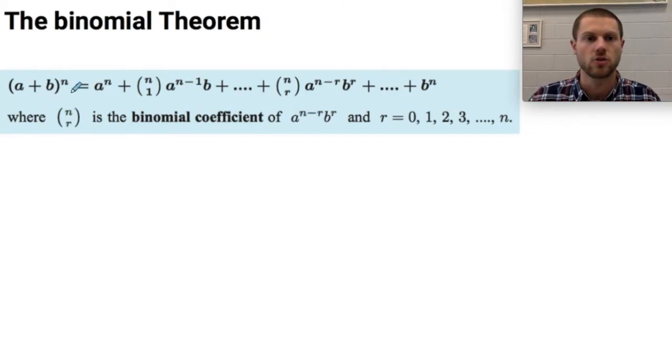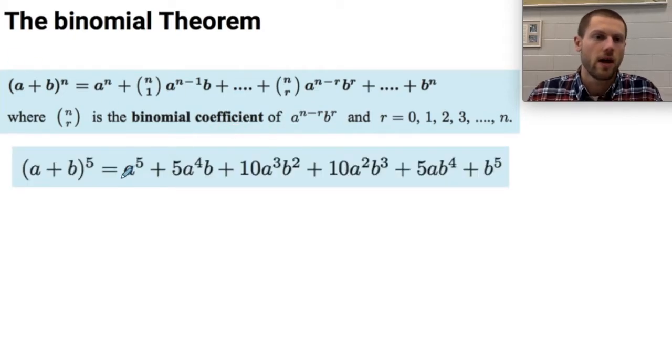We'd say that n choose r is the binomial coefficient of the term a to the n minus r times b to the r. And r can equal any number from 0 all the way up to n. Again, all these letters are being thrown at you, but you've seen what this means, and we're just representing this algebraically.